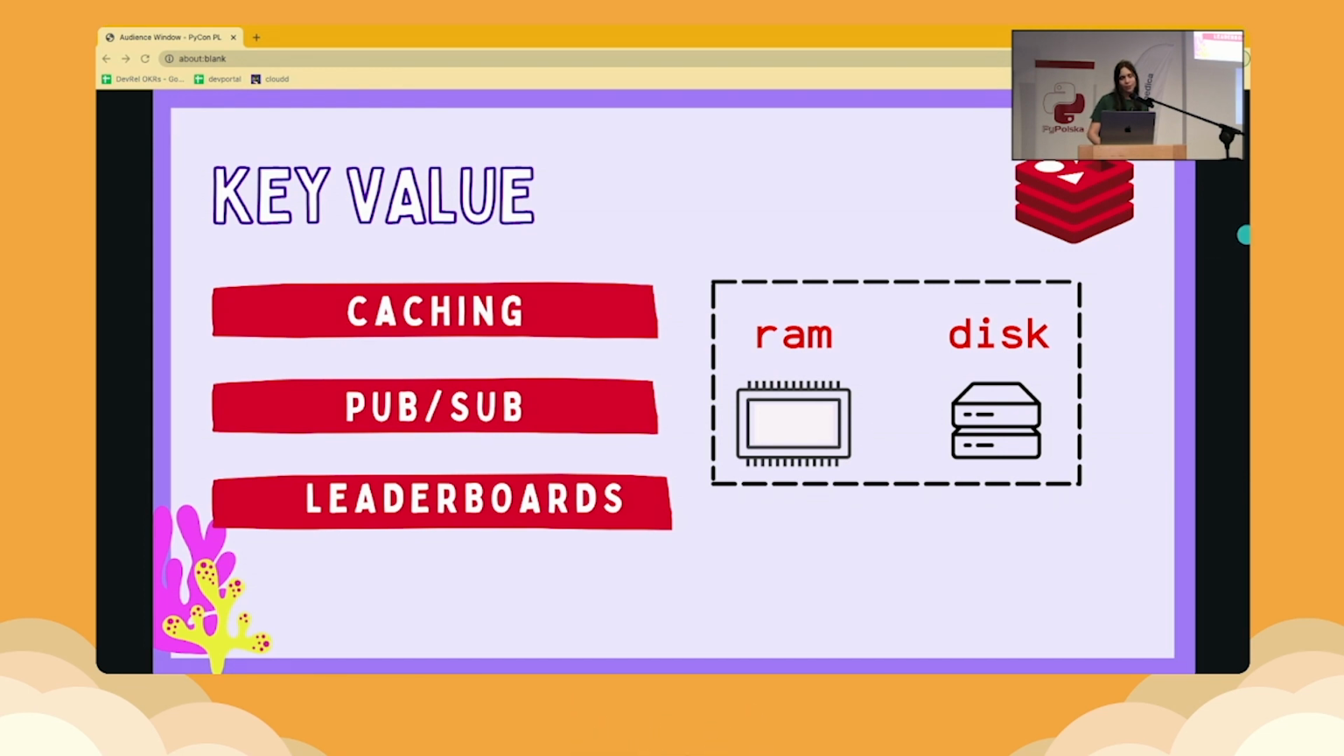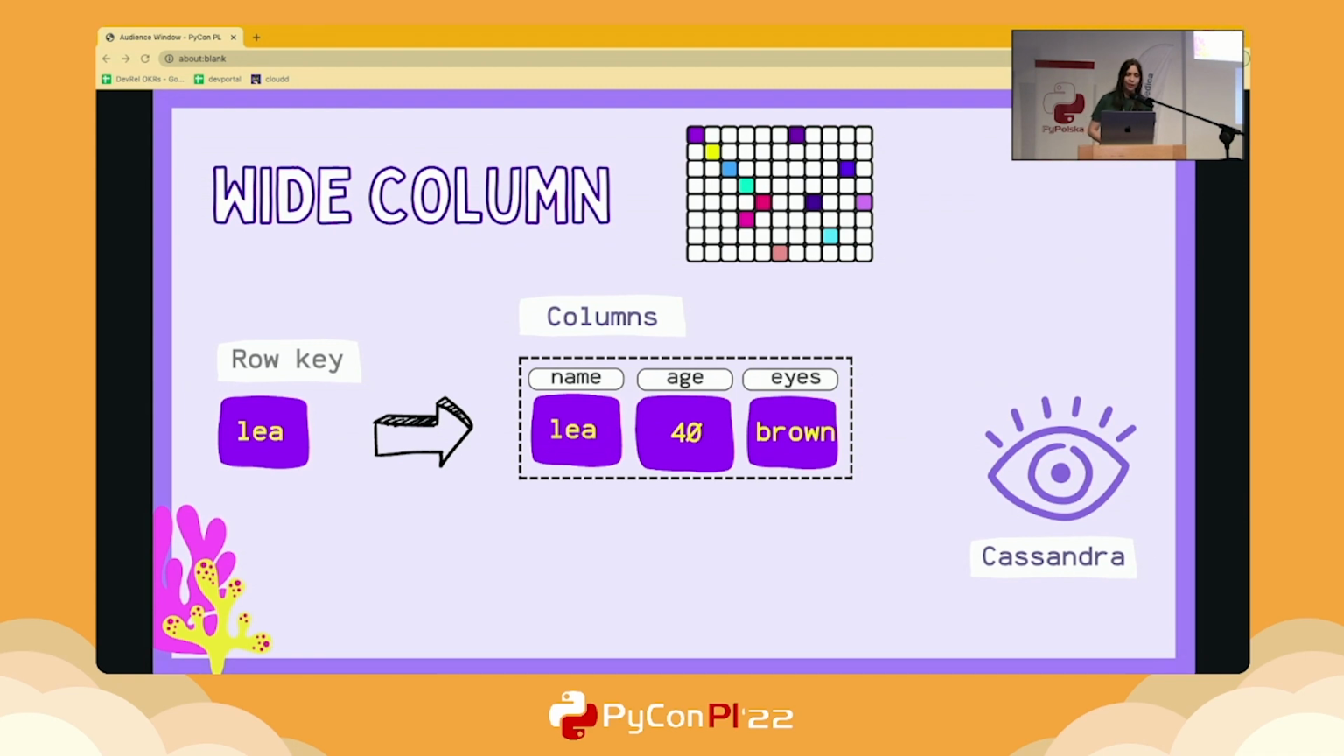Key value is, as you can think about, pretty limited. It's good at what it does, but sometimes you have more complex databases. One of them is wide column. In this database, you take the value from a key value database and add a second dimension to it. There is a key space which holds one or more column families, and each column family holds a set of ordered rows. An example of those databases is Cassandra.